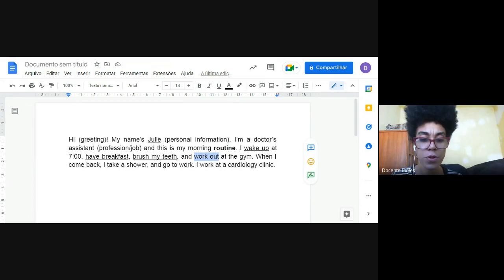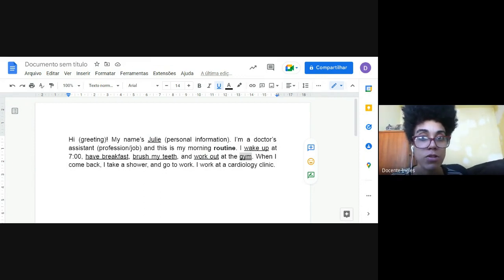So brush my teeth and work out. So what is work out? Yes, do physical activities, physical exercises. But she does this at home. No, she does it at the gym. What is a gym? Who can tell me what is a gym? A gym is a specific place that people go to exercise their bodies, to be fit, to be beautiful, to be healthy. Each person has a different goal when they go to the gym.